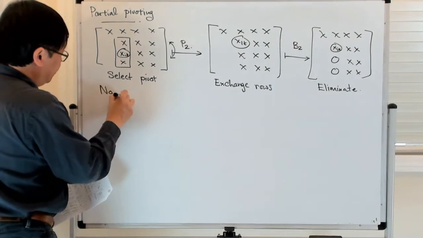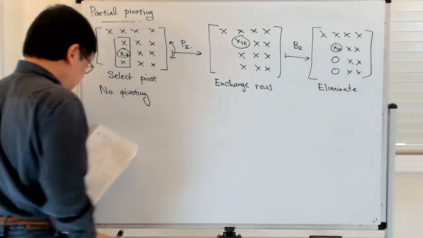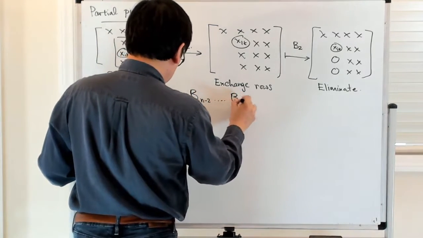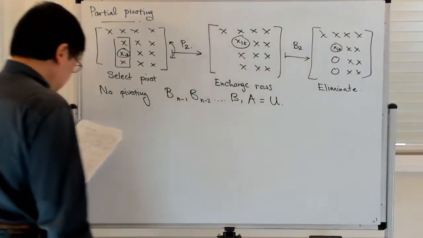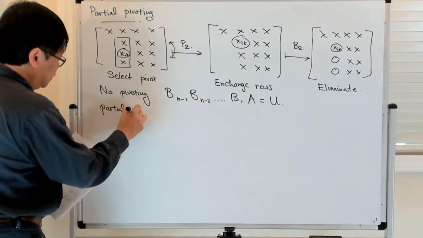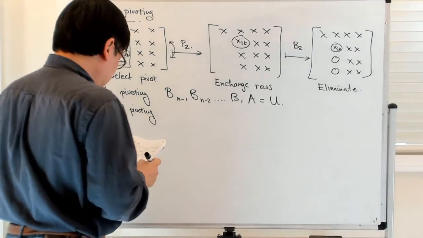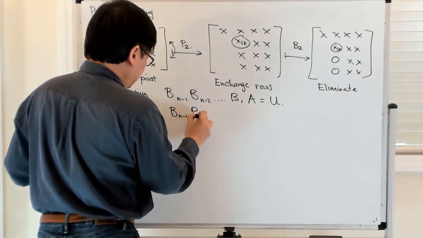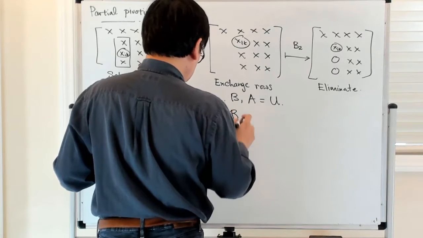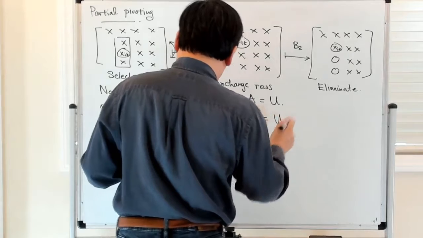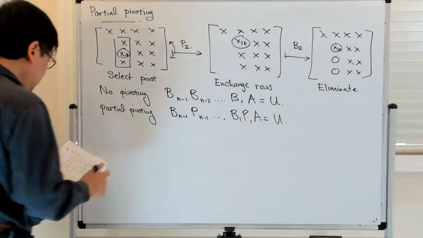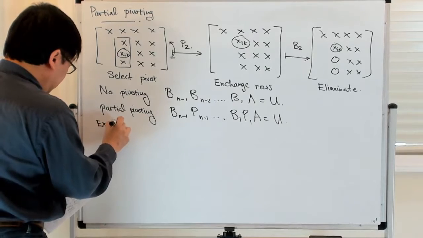So what happens is that with no pivoting, what you have is B_{n-1}, B_{n-2} up to B_1 acting on A is equal to U. And if you do partial pivoting, what you're doing is B_{n-1} P_{n-1} all the way up to B_1 P_1 A is equal to U. So let's look at an example of what is involved here.